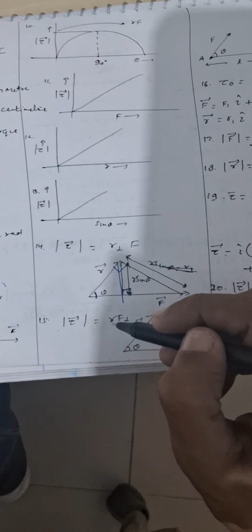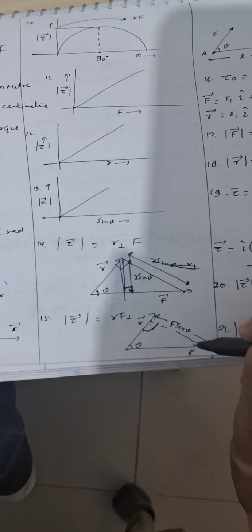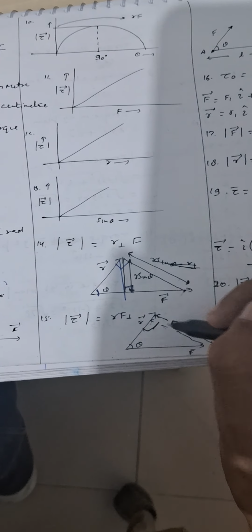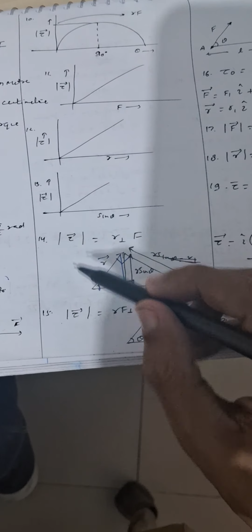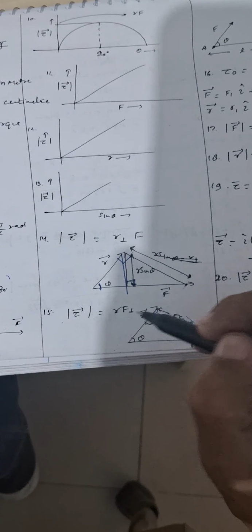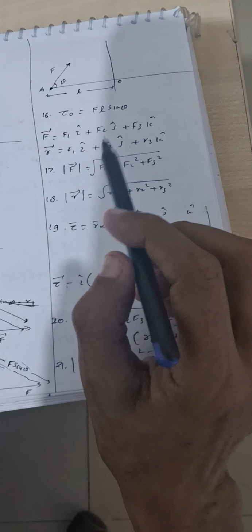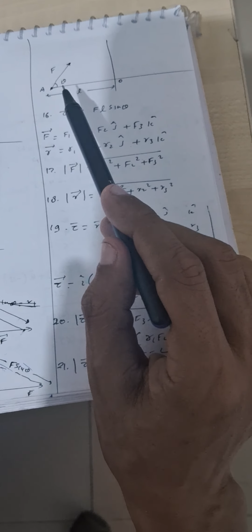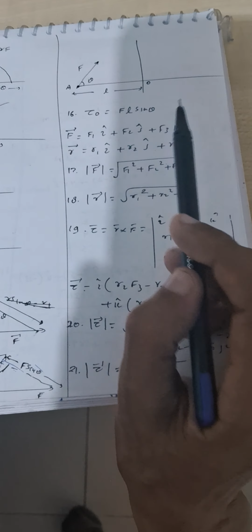In another way, it can be written as R into the perpendicular component of force. So suppose this is a force making an angle theta. Certainly, if you drop a perpendicular on the radius vector, this side is going to be F sin theta. So the magnitude of torque can also be written as R into F perpendicular. Next, we have a question based on vectors. We are given a force, and the position vector and force have an angle theta. Then we need to find the magnitude of torque, it is Fl sin theta.